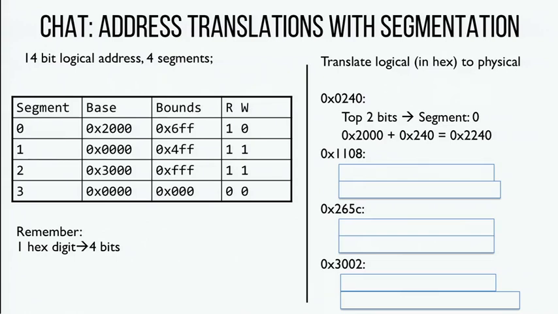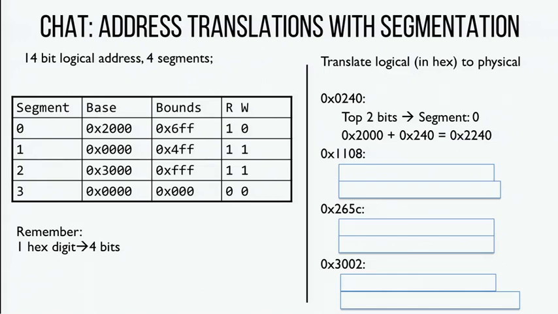Why is it 2 bits? Because we have 4 segments, so we need 2 bits to pick between them. Well, the number 3 is 1, 1. Right? Because 0 is 0, 0, 1 is 0, 1, 2 is 1, 0, 3 is 1, 1. If we had more segments, then we would have to use 3 bits or something here. That would change the addressing.